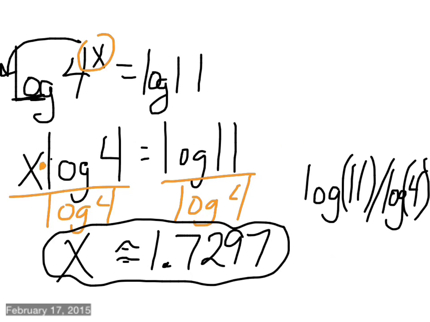So if I give you another one that looks like this, if I have 2 to the x equals 5, again, I know that there is no way, shape, or form I can make a 2 look like a 5 and vice versa. So how do I get the x out of the exponent? Wait, what was the answer? 1.7 something. 1.7297.